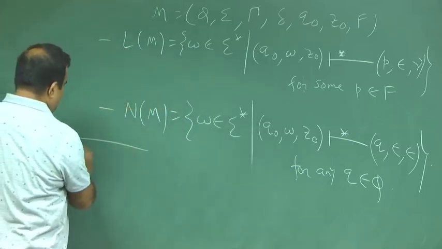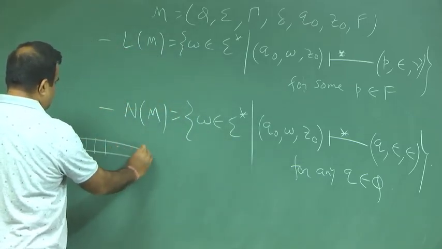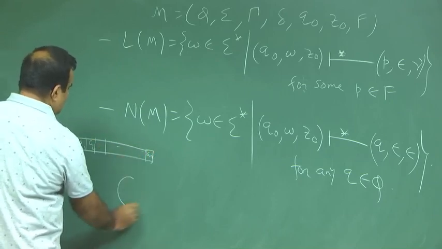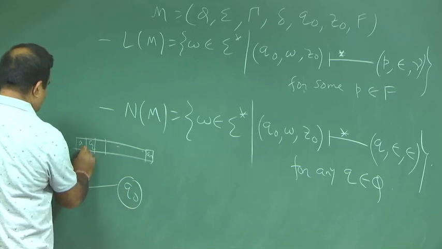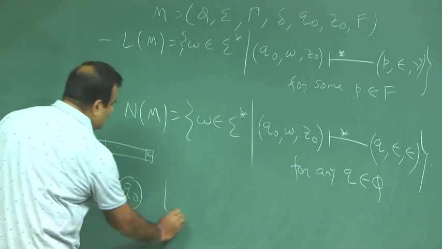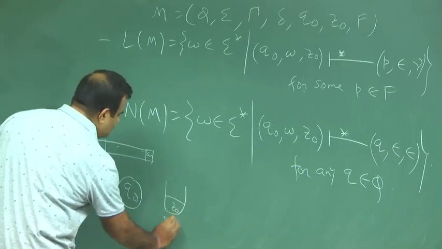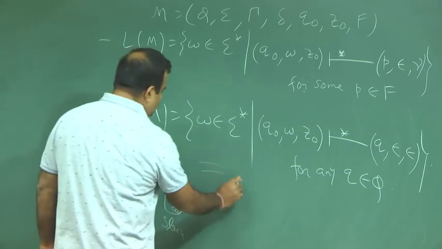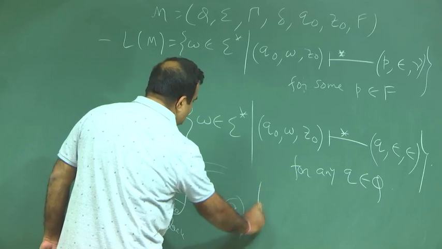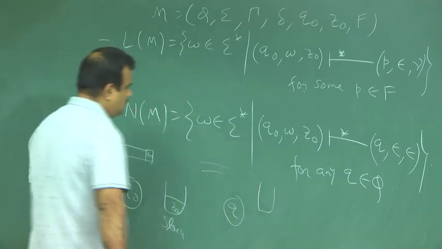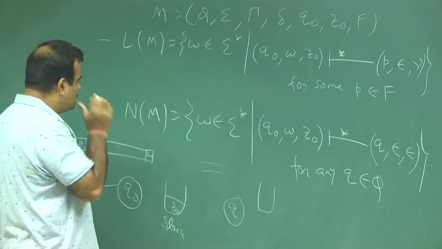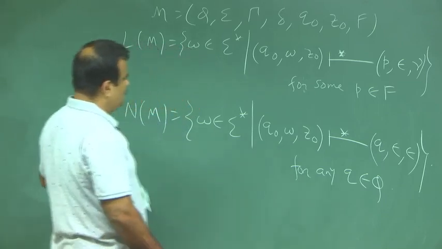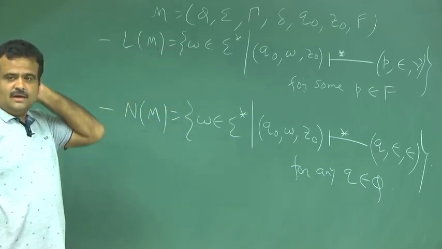So, this is the current position of the input tape, A1, A2, up to AN, and this is Q0, and our tape head is here, and this is the Z0 stack. Ultimately the input will be gone, and we are at some Q, and the stack is empty, epsilon. Then that is called N of this. We will see how they are equivalent; basically they are the same.